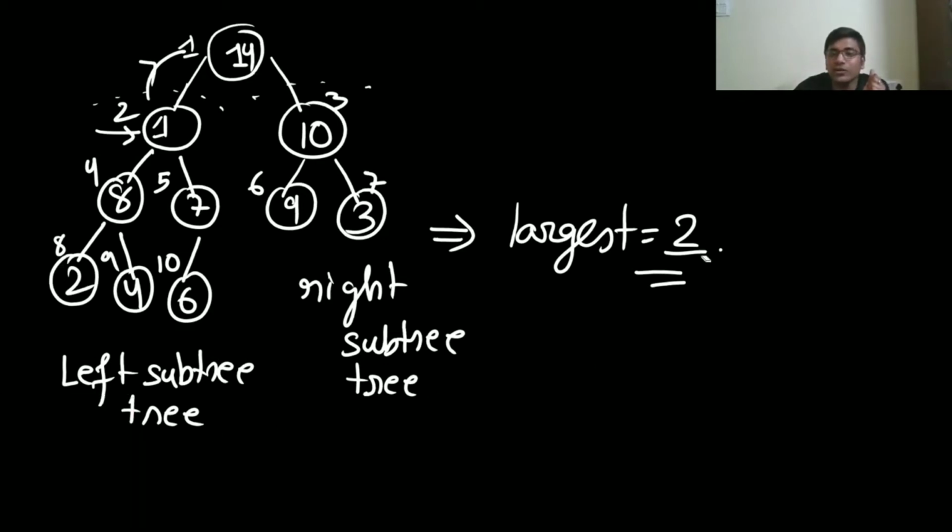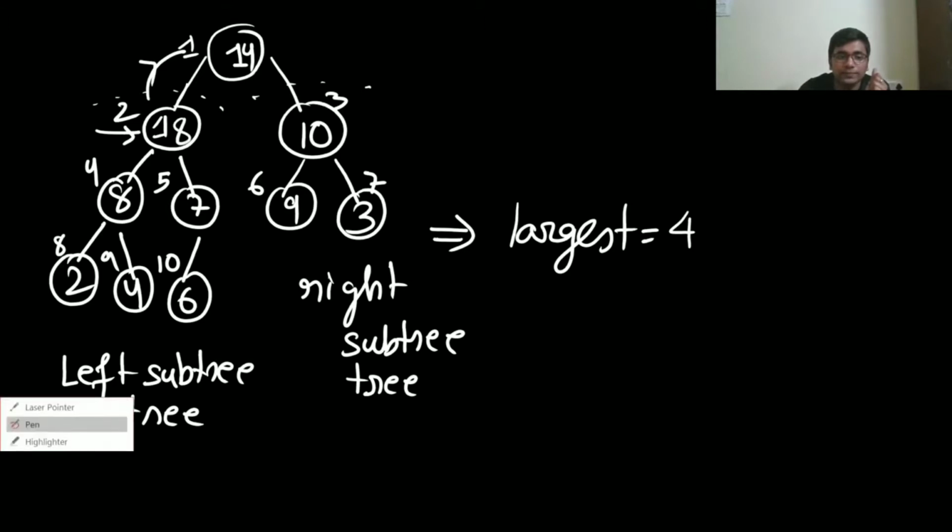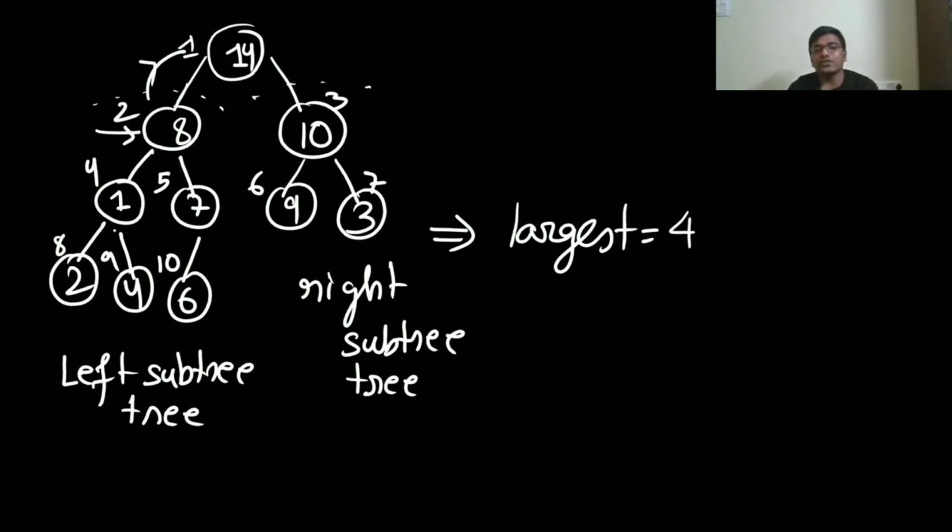So now largest is going to have the index 4, and I will swap here. 8 will be here and 1 will be here. Now again it is not a max heap, so after swapping I will call max heapify here.